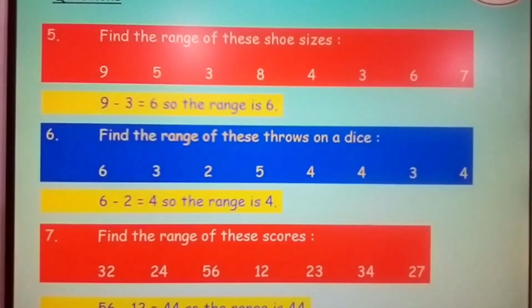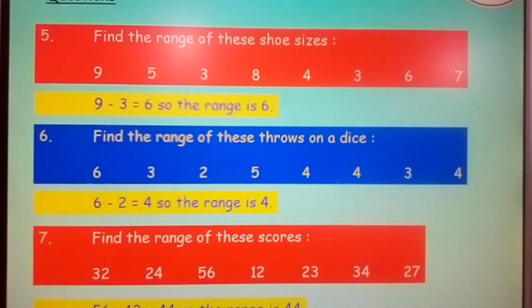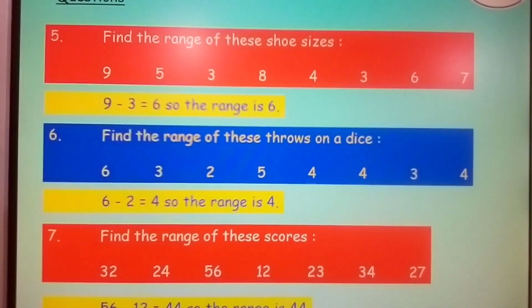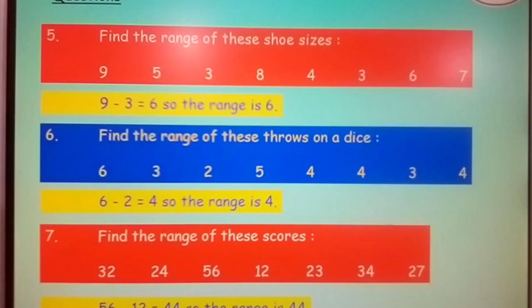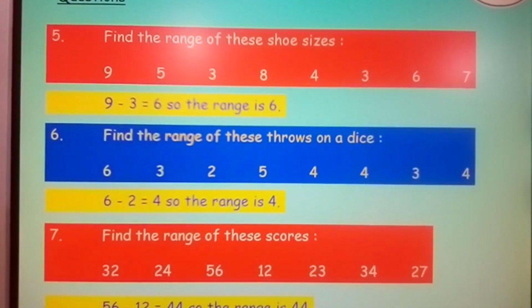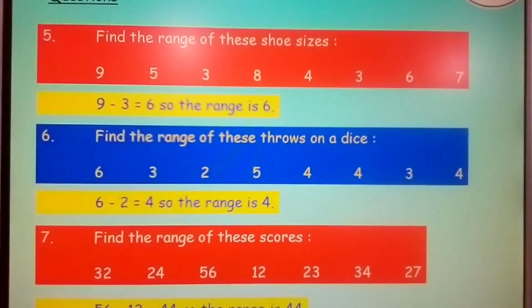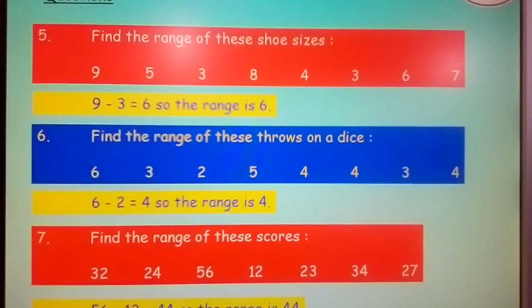Because sometimes you'll be somewhere and someone will ask you, what's the range of this number? What's the range of 10 and 12? Okay, so 12 minus 10 is 2. So the range would be 2.